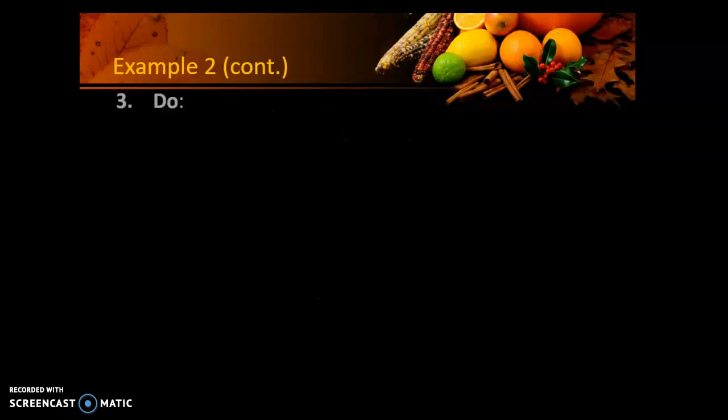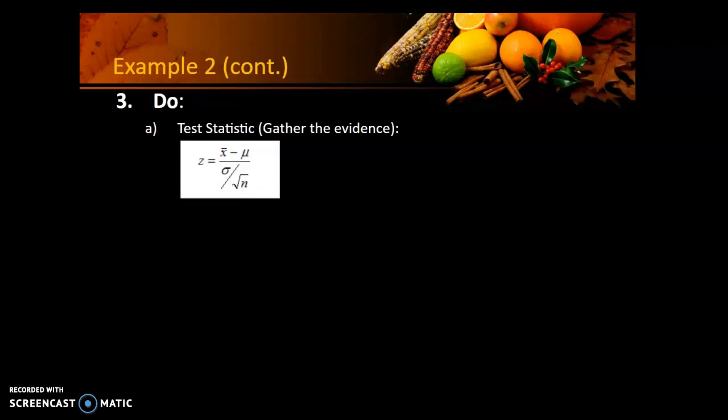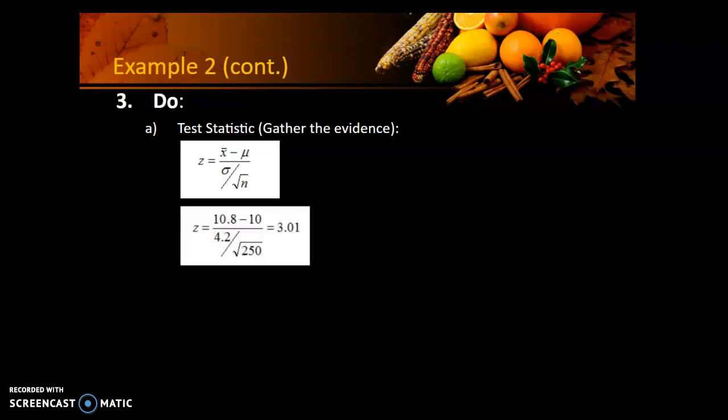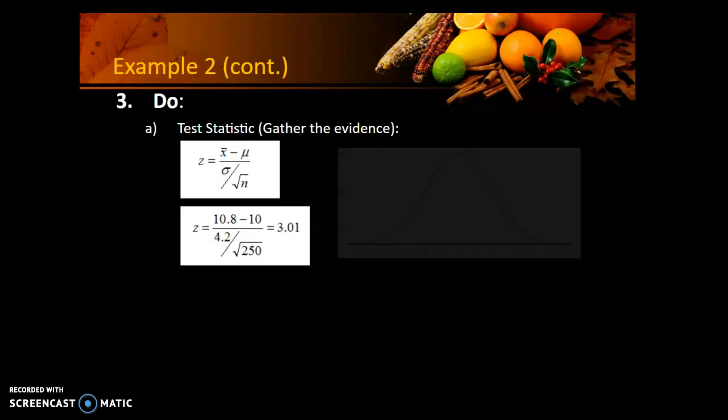So we start with our test statistic. We know that this is the formula we're currently using. Our x bar is 10.8. Our mu is 10. That's the claimed amount in the null hypothesis. Our sigma was, I believe, 4.2. And our n is 250. So I plug all those values in. Now, if you were computing this by hand, you'd have to put parentheses around your numerator and parentheses around your denominator. But you don't need to compute it by hand because we can do it in our spreadsheet.